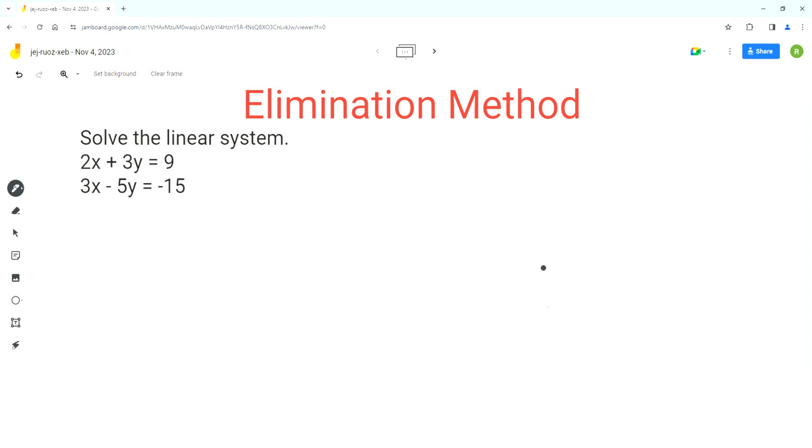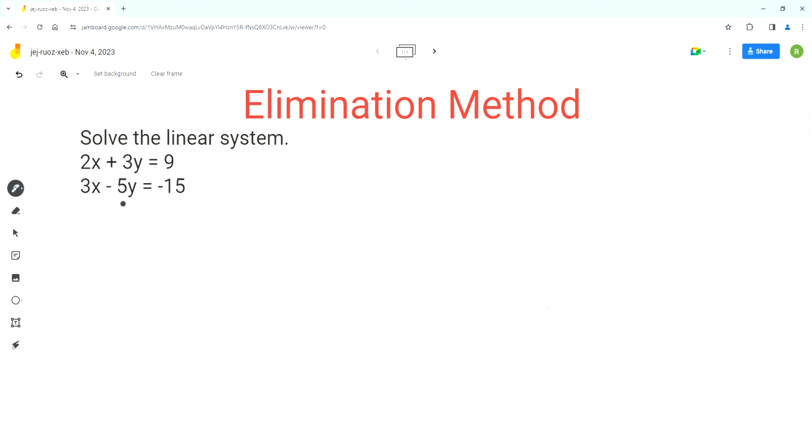Hello everyone. In this video, we will solve this problem using the elimination method. As you may know, a linear system is made up of two linear equations, and we have to solve this linear system using the elimination method. When we solve a linear system, basically we have to find the values of the variables in the linear system. Now in this linear system, the variables are x and y. So we'll have to find the value of x and y.